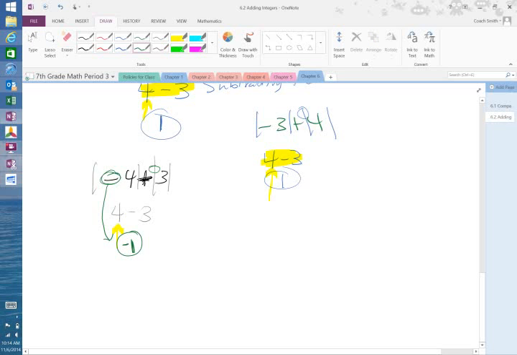Okay? Now, because of the commutative property of addition, it doesn't matter if the problem's listed that way or that way. This is still negative 1. Because the commutative property says you can rearrange terms in an addition problem and still get the same answer. Just like 2 plus 3 is 5, 3 plus 2 is 5. Okay, Grant.